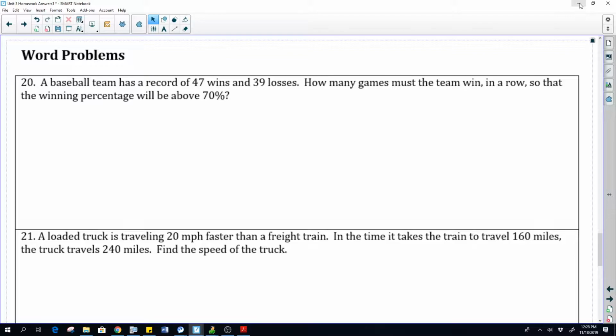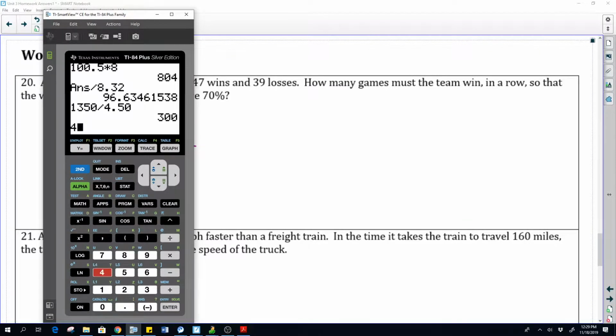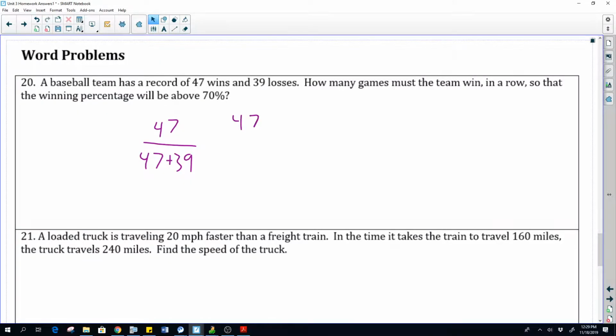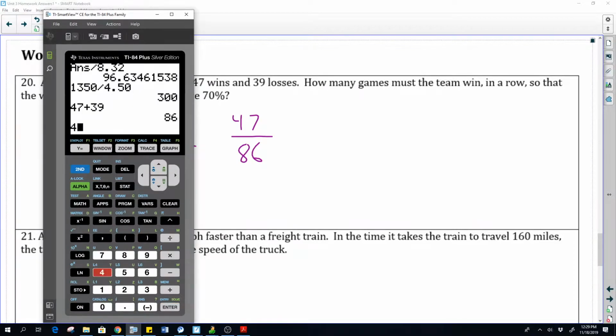So we have a baseball team that has a record of 47 wins and 39 losses. Well, what's the percentage of wins to losses? Well, all the ways to win and lose goes in the bottom. So 47 plus 39 is 86. So then we have 47 over 86, okay? And so 47 divided by 86 is 54%, 55%.